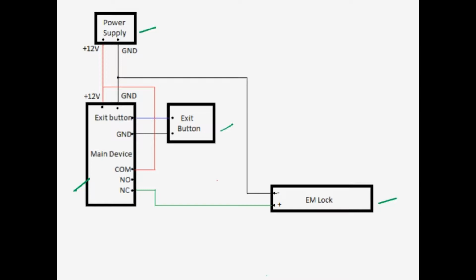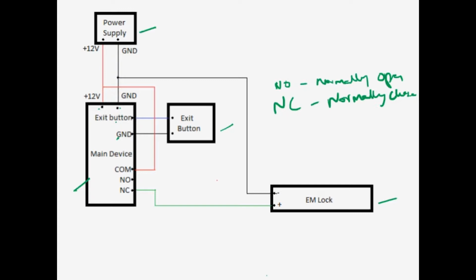But in that we just need to know about some common terms like 12 volt supply, ground, then exit button, for that also ground, then common, NO, NC. So normally NO means normally open and NC means normally closed. In the case of electromagnetic locks, it is NC, normally it will be closed. Normally it is closed only. So if you are giving some input, then only it will open.